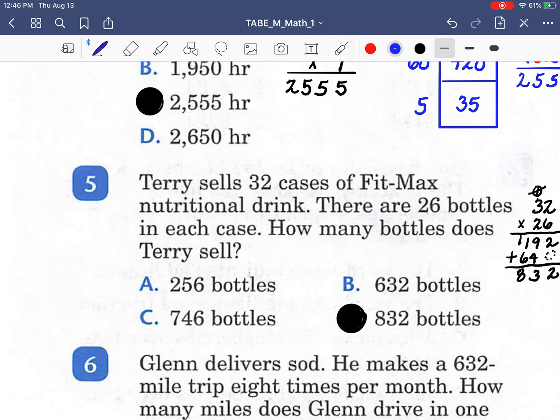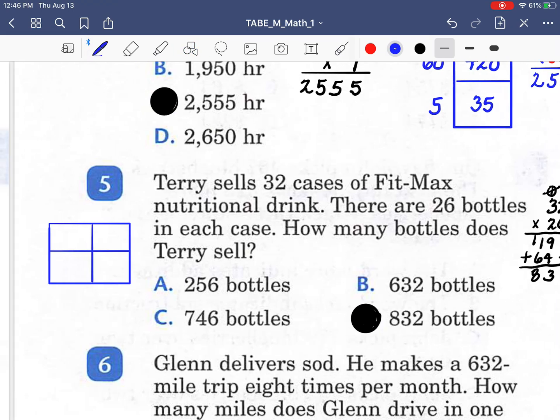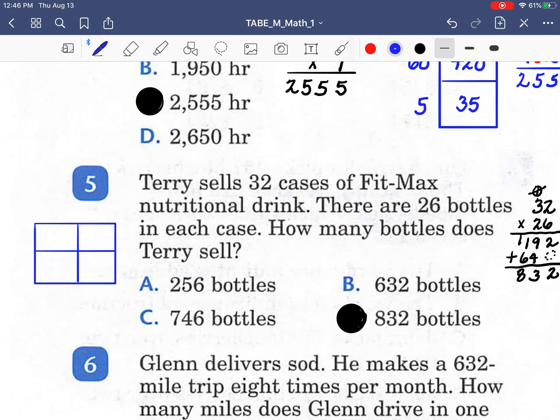Now this time I have 2 digits multiplied by 2 digits. So we need 2 spaces across and 2 spaces down. So your model will look a little different here. You have a 4 section model where you have 30 and 2 and 20 and 6. 32 times 26.